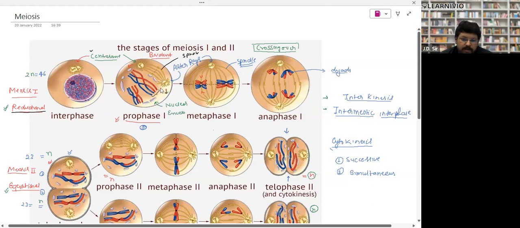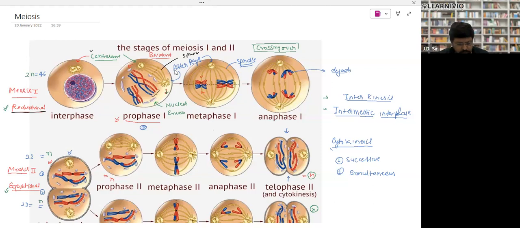Okay, so fine. Start writing down the meiosis. Put the heading meiosis. Start writing down first: what is meiosis? Meiosis is a double division.